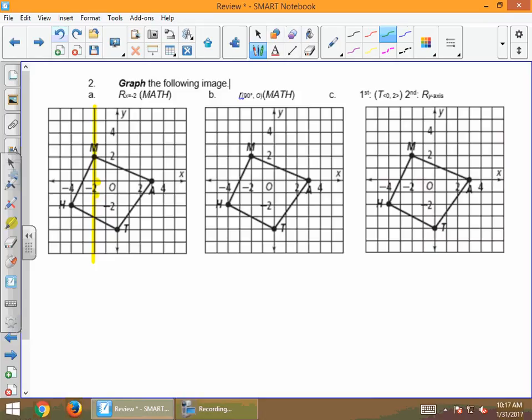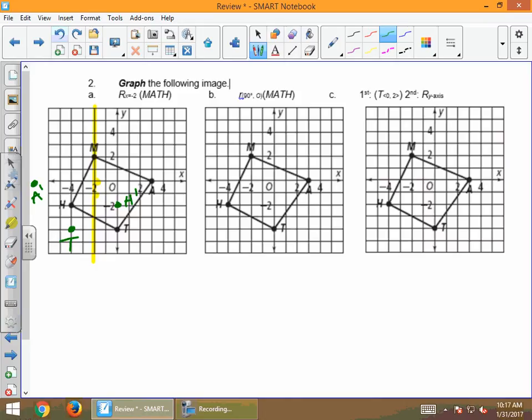So how far is A away from that line of reflection? 5. So we go 1, 2, 3, 4, 5. 1, 2, 3, 4, 5. And that's okay if it goes off a little bit. That will happen. How far is H away from that line of reflection? 1, 2. You go 1, 2 in the other direction. How far is T away? 2. So 1, 2.